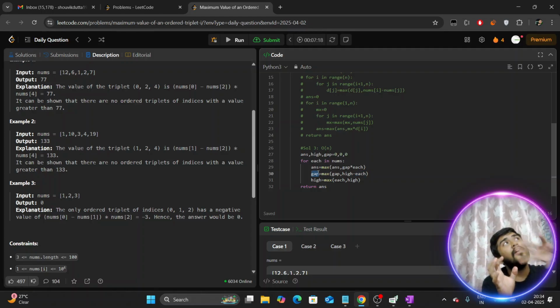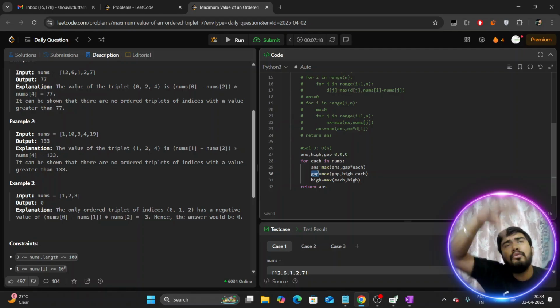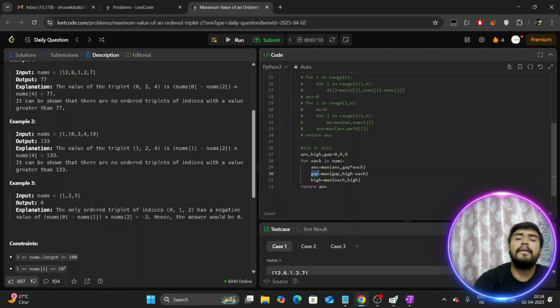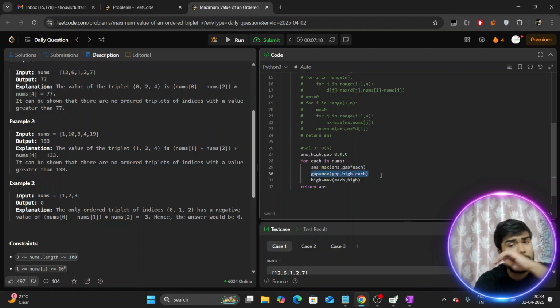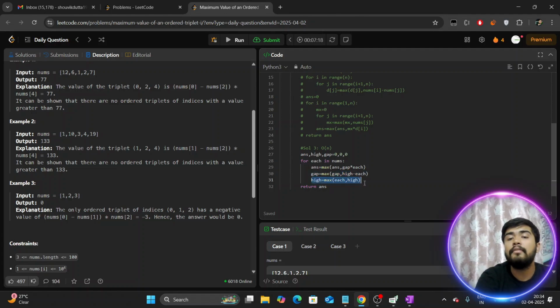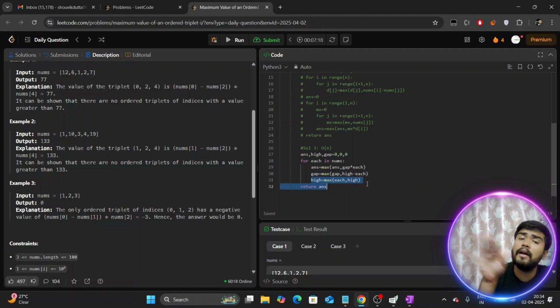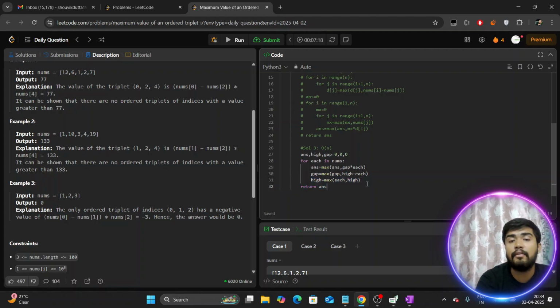So your gap should be the maximum high till its left that you have relative to my current element. When is it going to be maximum? When my each is very small. So in that case my gap is going to be very high, considering that particular index. And after that, it's very straightforward. We are also updating our high because we will use that high value in the next calculation, and finally we are returning our answer.